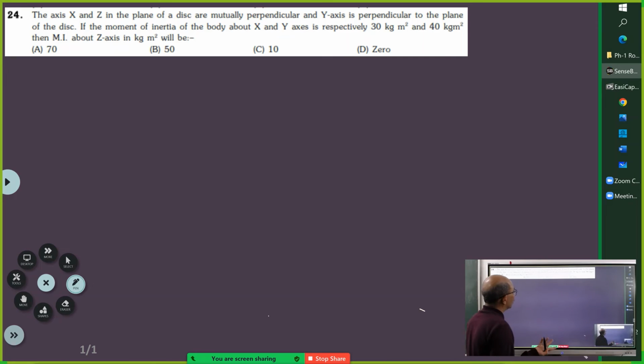This can be orally told, no? Yes. So x and z are mutually perpendicular and the y-axis is perpendicular to the plane. So whatever is the moment of inertia along the y-axis, you should use the perpendicular axis theorem. So 40 minus 30 is 10. C should be the option. Yes. That's it. Perpendicular axis theorem: Ix plus Iy is equal to Iz. No, sir. In this case, just to confuse you, they have given the y-axis perpendicular. That's it. Yes. Okay, shall I proceed?